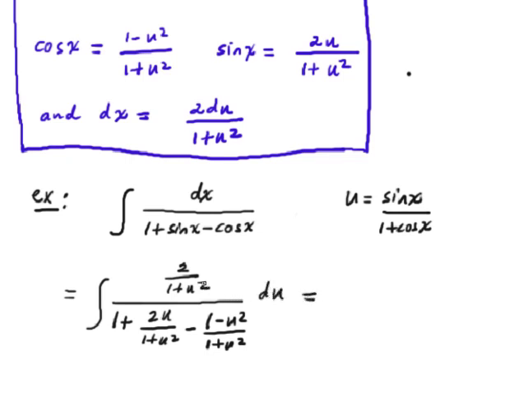And now we'll multiply top and bottom by this denominator, 1 plus u squared, and we get 2 on top. And here we get 1 plus u squared, plus here we just get 2u. And here we get minus, be careful with signs here, 1 minus u squared, du. Alright, let's simplify this.